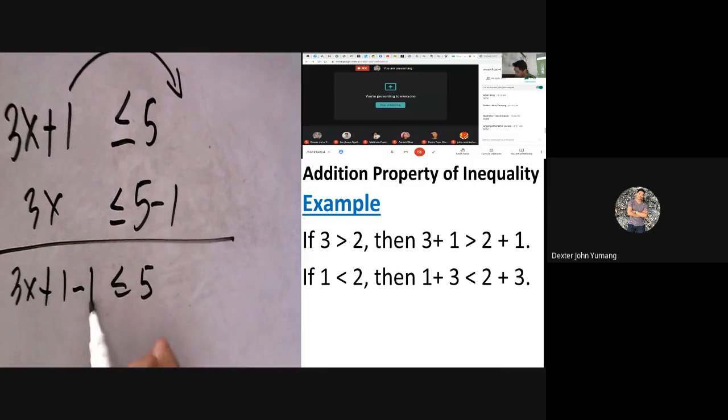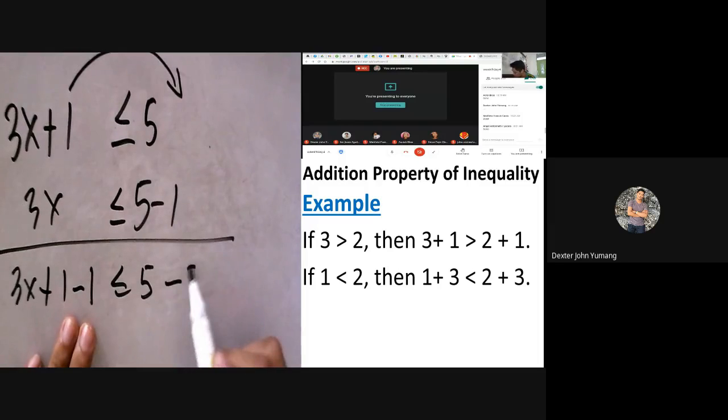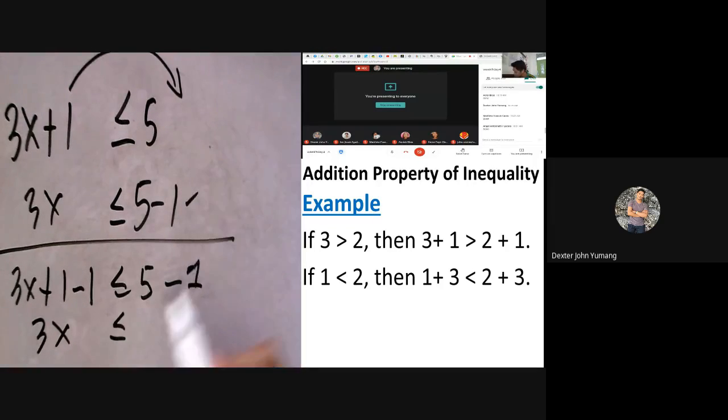Mag-minus ka ng 1 dito para maging 0 siya. Kung nag-minus ka dyan, mag-minus ka din dito ng 1. Okay? So 3x na siya ngayon kasi 1 minus 1 magiging 0. And 5 minus 1, magiging 4. Okay? Same pa rin ang sagot.